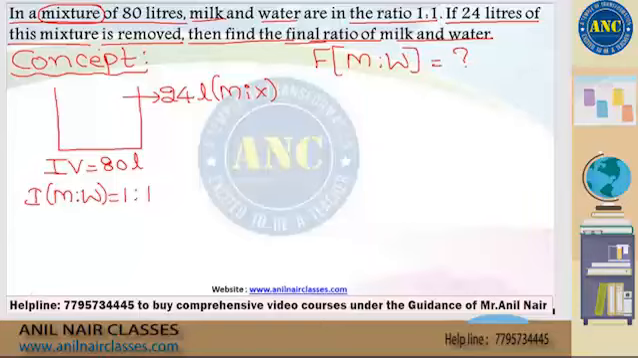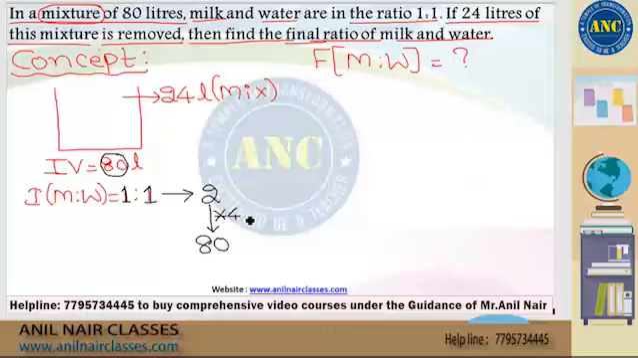Now listen carefully. According to the ratio, initially 1 liter of milk is present, 1 liter of water is present, totally 1 plus 1, 2 liters of mixture is present. According to the ratio it is 2 liters. According to the question it is 80 liters. 2 is becoming 80, multiply by 40. 1 also multiply by 40, 1 into 40 is 40. This one also multiply by 40, 1 into 40 is 40.